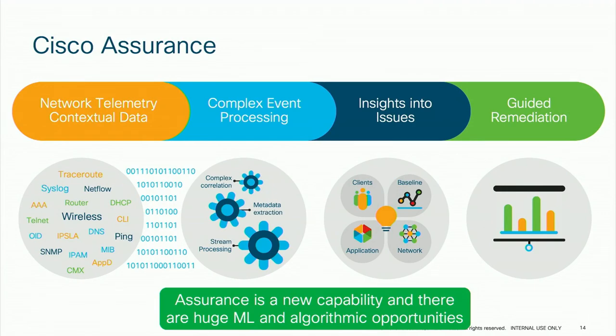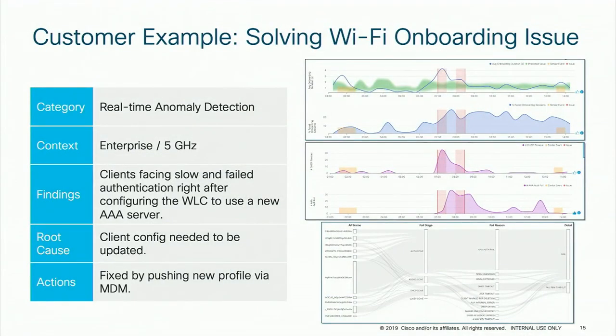So you can really get an end-to-end picture of what's happening, and you can identify a problem end-to-end and then solve it. And there's a huge number of opportunities here to apply machine learning and all kinds of algorithmic advances to help improve assurance. Let me mention one example here of how our assurance helped one customer, another university, which is nearby here.